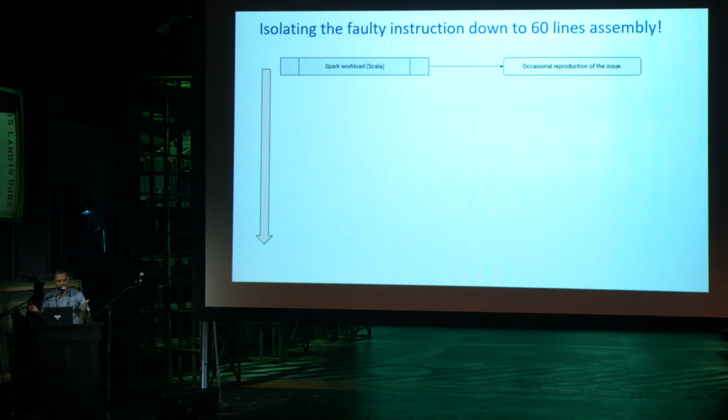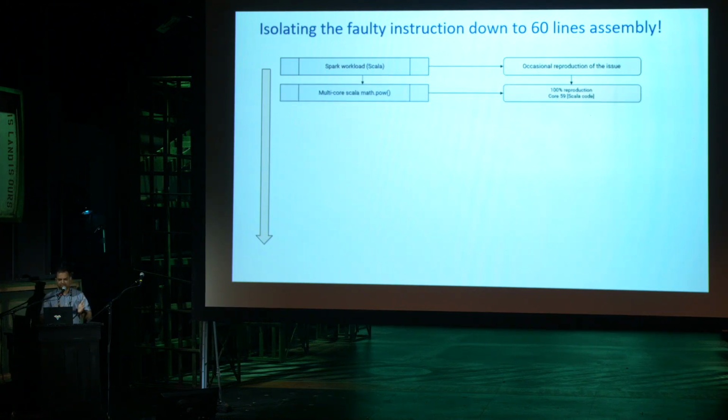So we have a Spark workload, which is in Scala. What we have here is an occasional reproduction of the issue. So every now and then your workload would randomly get scheduled on that machine. It would just so happen that there are data values which are aligned for that defect which is there on that CPU, and you would just hit this defect.